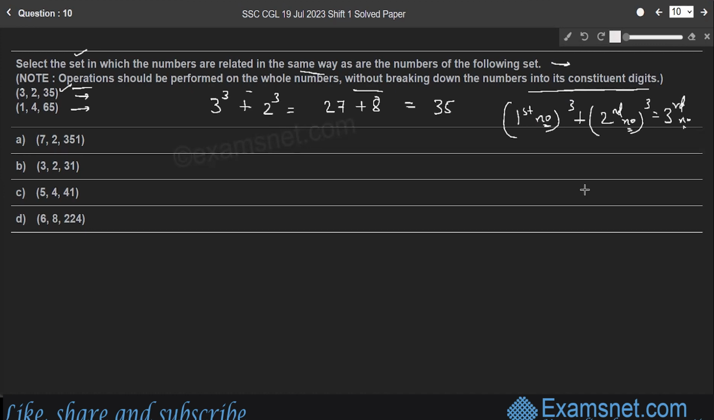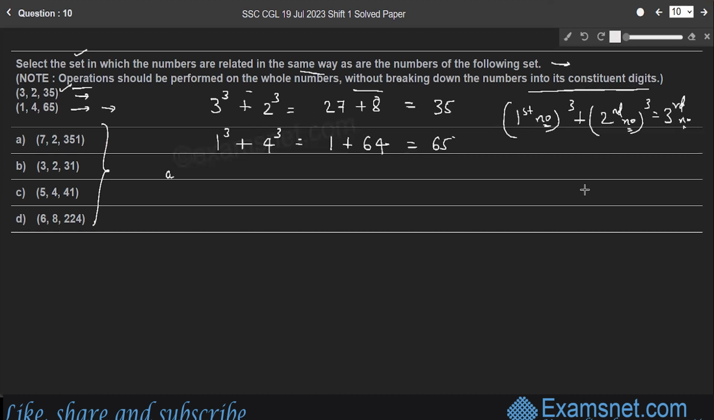Right? Very simple rule. So in the second set also the same rule is applicable. So first number cube plus second number cube is 1 cube is 1, 4 cube is 64, which is equal to 65, right? Among the given 4 options, which set follows the same logic, same rule?